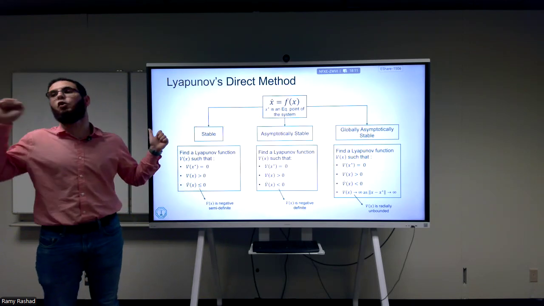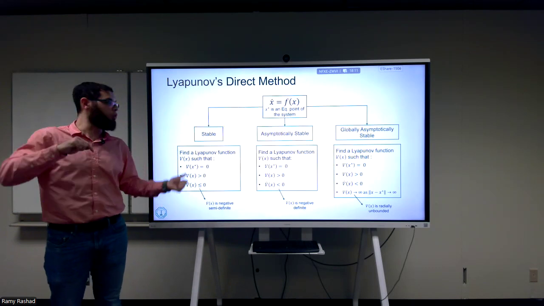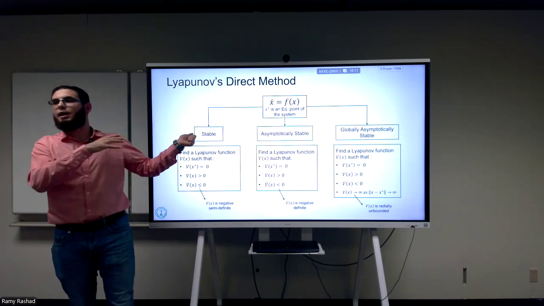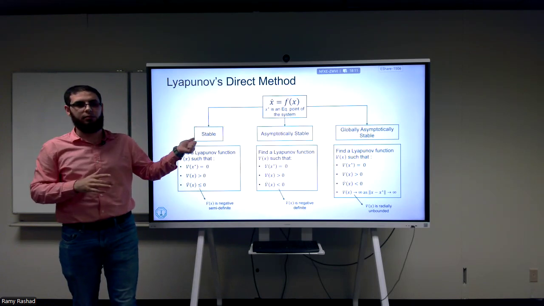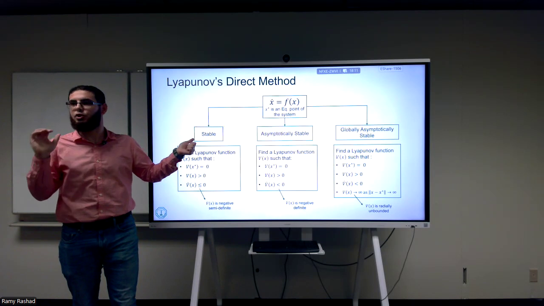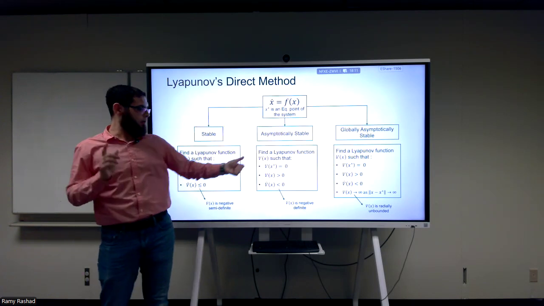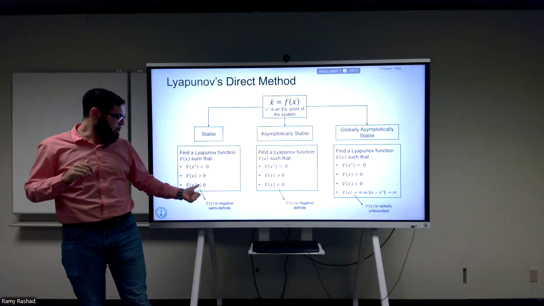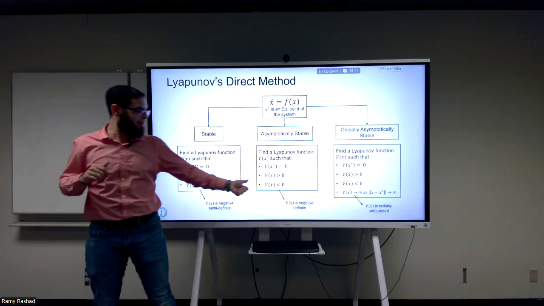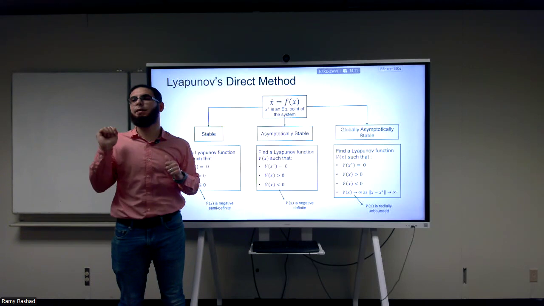Lyapunov's method tells you if you find a function and it satisfies these conditions, then you can conclude that the origin or the equilibrium point of the original nonlinear system is stable. It doesn't tell you how to find it. It tells you only this is the method. If you can get the Lyapunov function that is not only negative semi-definite but strictly negative definite, you can conclude that the system is asymptotically stable.